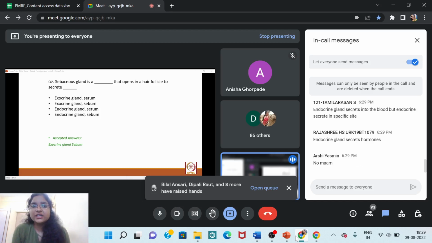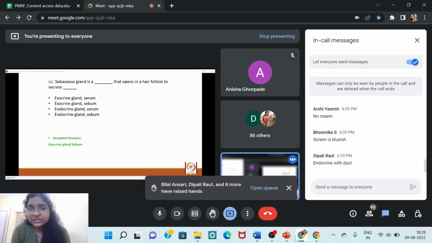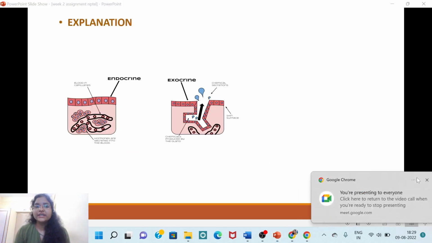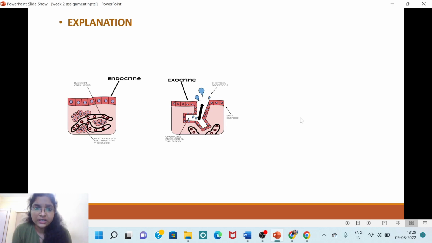Sebaceous gland is a dash that opens in a hair follicle to secrete dash. So the correct answer is sebaceous gland is an exocrine gland that opens in a hair follicle to secrete sebum. Right? So first of all we'll discuss what is the difference between the exocrine gland and endocrine gland, and most of you have said it correctly.